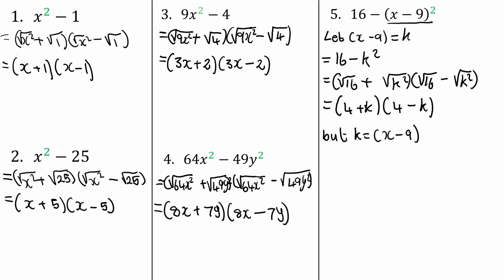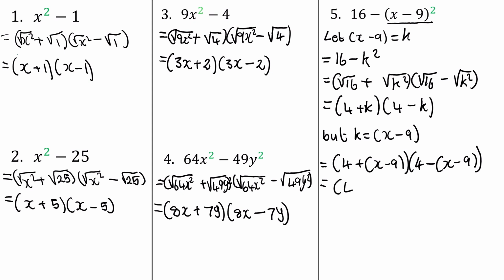Now you have to substitute that x minus 9 back for k. So it will be equal to 4 plus, let's substitute our k, x minus 9, close bracket again, we open another bracket, then 4 minus, we substitute in our k again, x minus 9, close bracket. Now we solve.